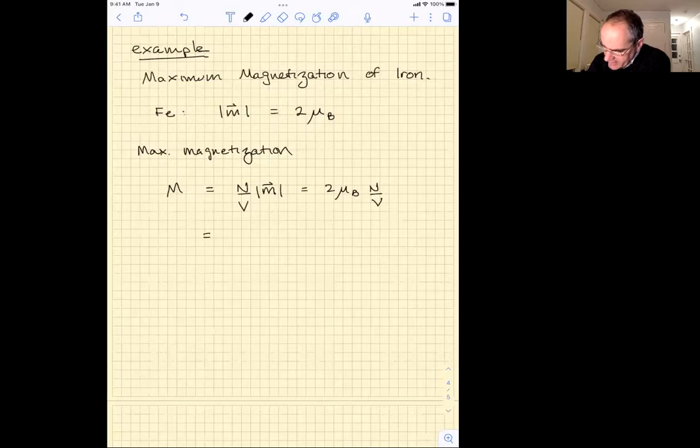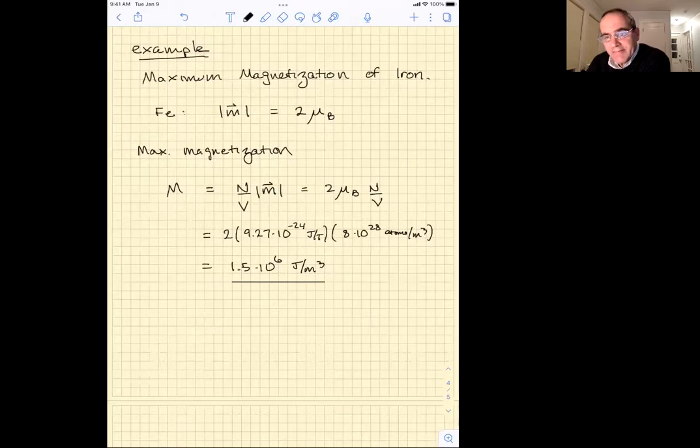And for iron, then we have a maximum magnetization, which is 2 times 9.27 times 10^-24 joules per Tesla, times the density of atoms, which is approximately 8 times 10^28 atoms per meter cubed. And combining these gives a value, and you can see it's a large value. It's about 1.5 times 10^6 joules per meter cubed. So that should be the maximum magnetization of iron.